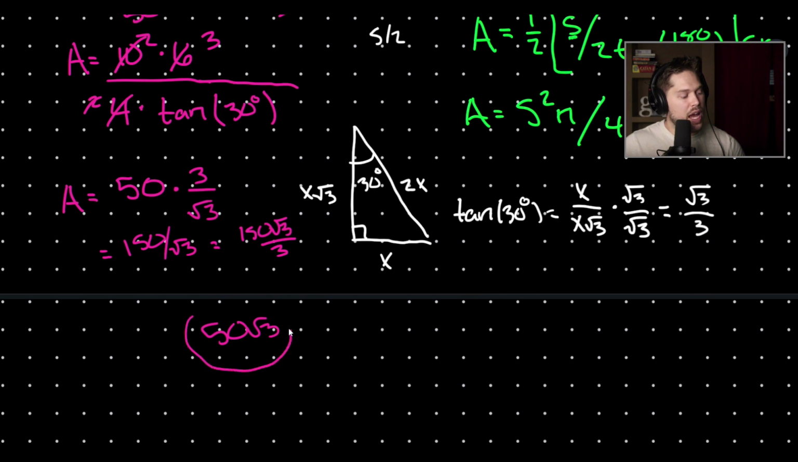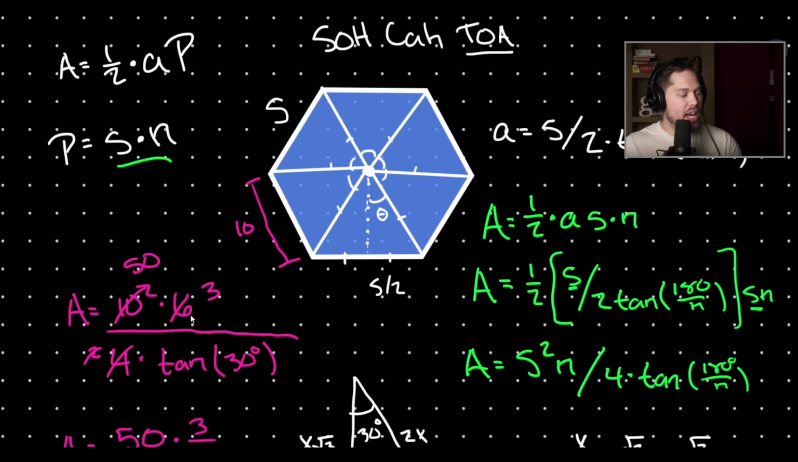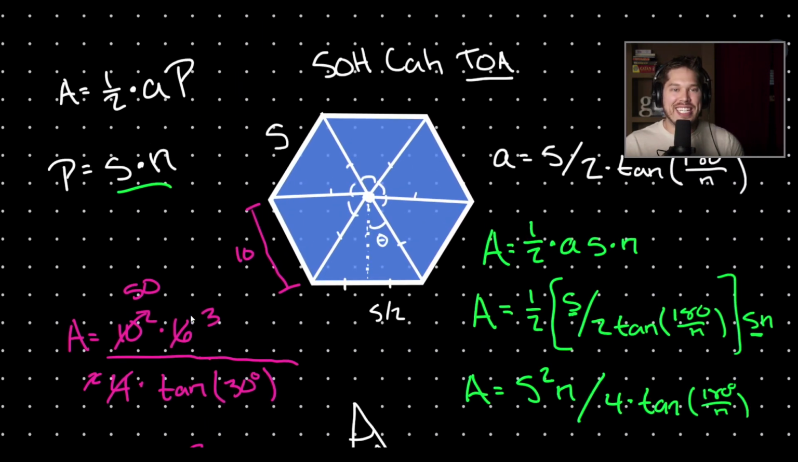So the area of this regular hexagon is 50 square root 3, and all we had was the side length being 10. So there you have it. That's how you can solve for area with only the side length. You can use these great formulas.